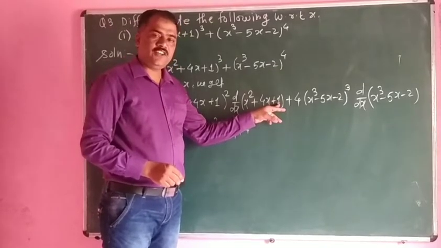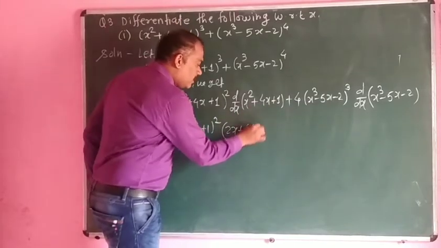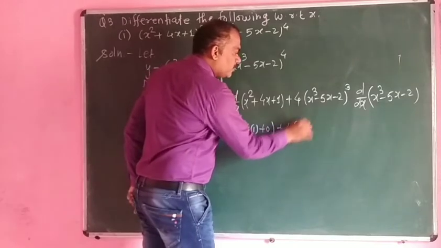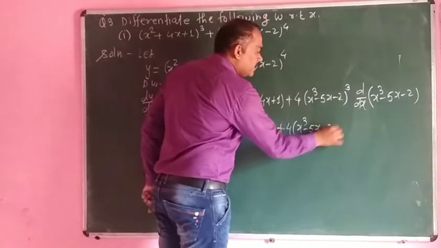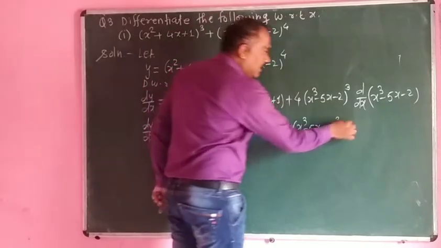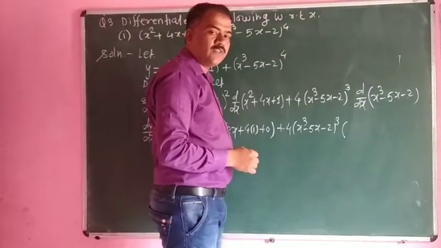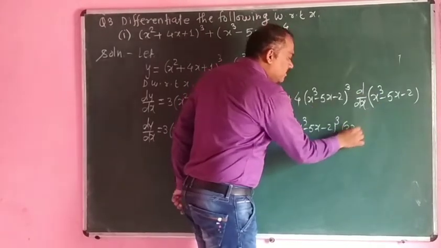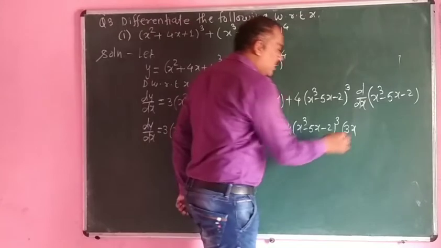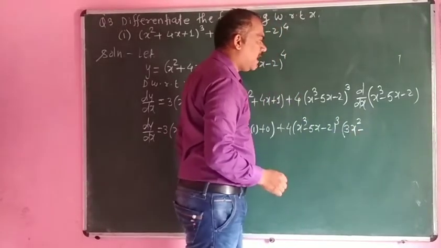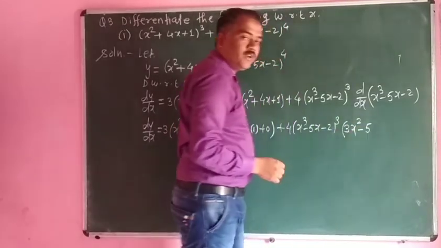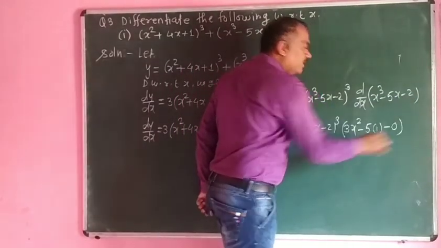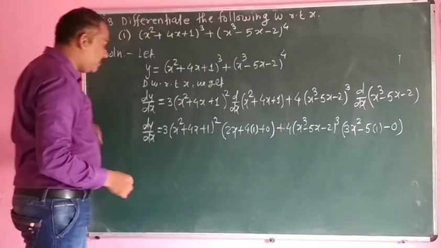Plus, what is the derivative of 1? 0. 4 into 1 plus 0, plus 4 into x cube minus 5x minus 2 bracket cube. This one is as it is, into, what is the derivative of x cube? By using the power function formula again, we take the power as it is into x raised to 3 minus 1, that is 2, so 3 times x square. Minus 5 is a constant, we take it outside; the derivative of x with respect to x is 1. Minus 2 is a constant, its derivative is 0.